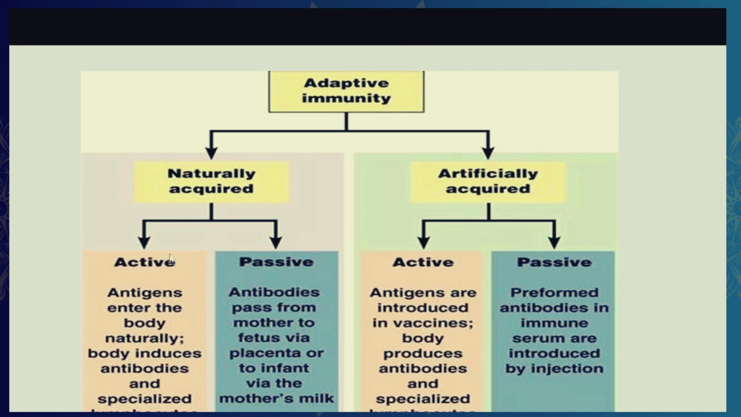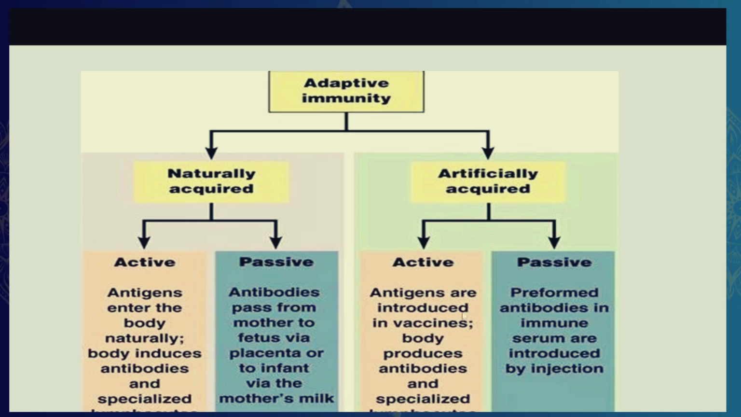In the naturally acquired, active immunity is when an antigen enters the body and the body naturally produces antibodies against the antigen. In passive immunity, the antibodies pass from the mother to the fetus via placenta or milk. So this is all about naturally acquired immunity.